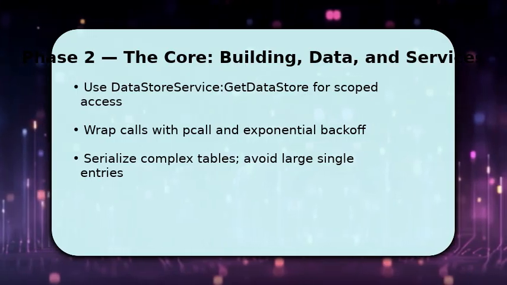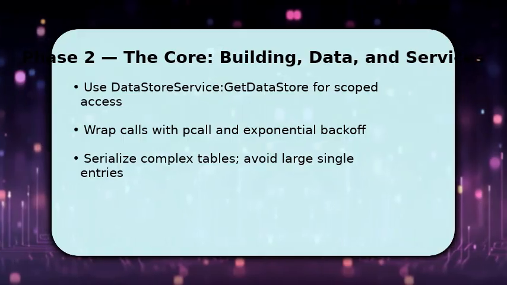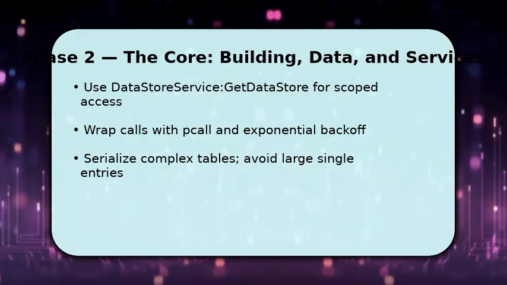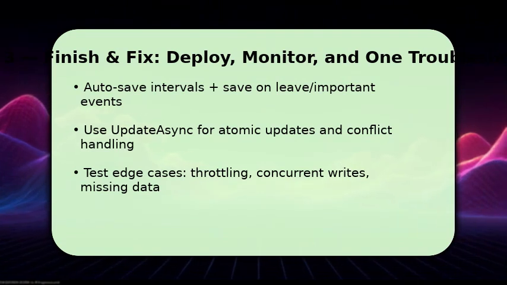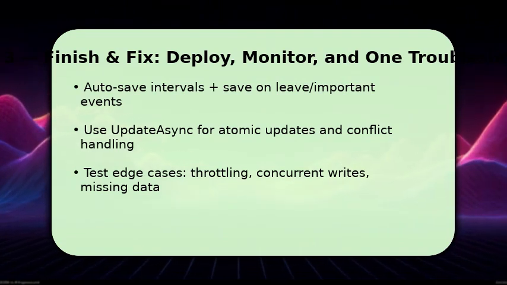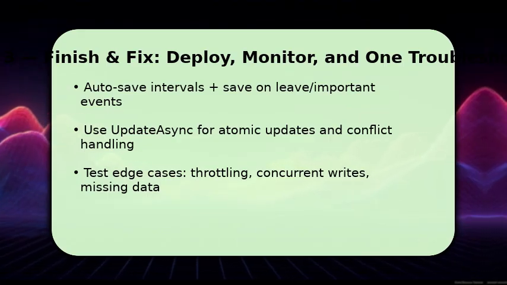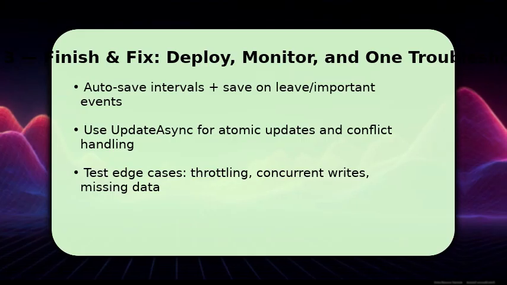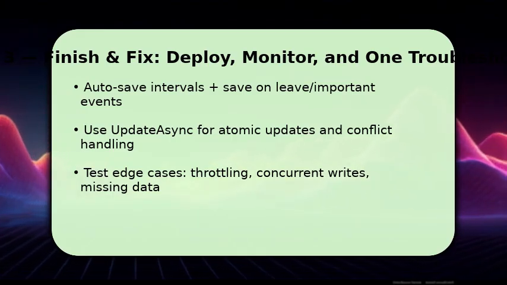Make sure to cache hot values in memory to reduce Datastore calls, and use update async for atomic increments where race conditions can occur. You finish by creating a reliable save flow, periodic autosaves plus immediate saves on player leave or critical events. Use update async for atomic operations to handle concurrent edits, and fall back to get async, then set async when you need full control.